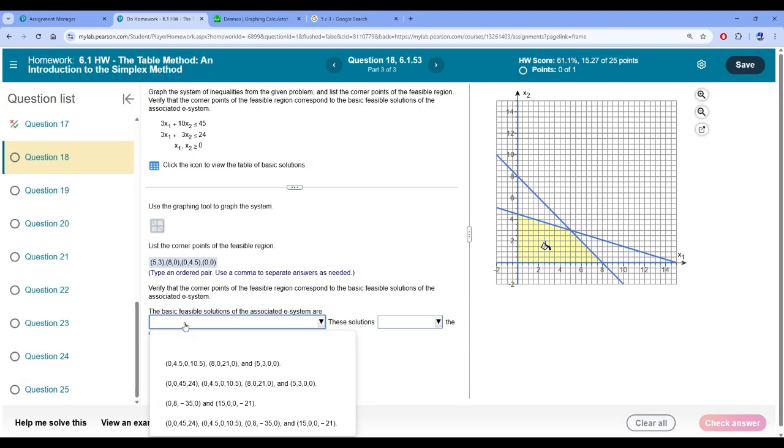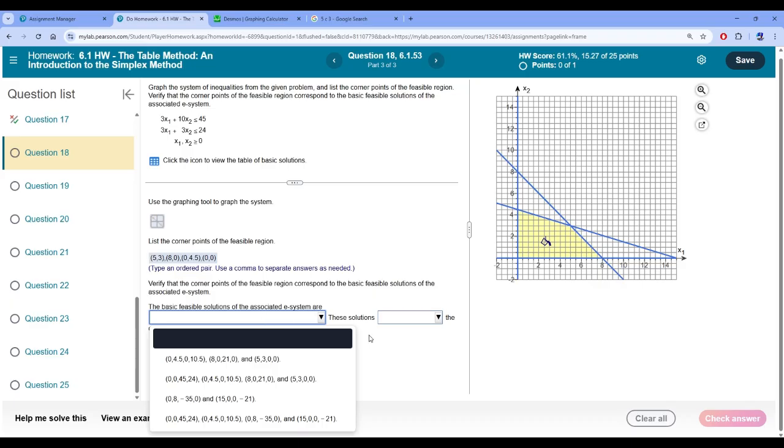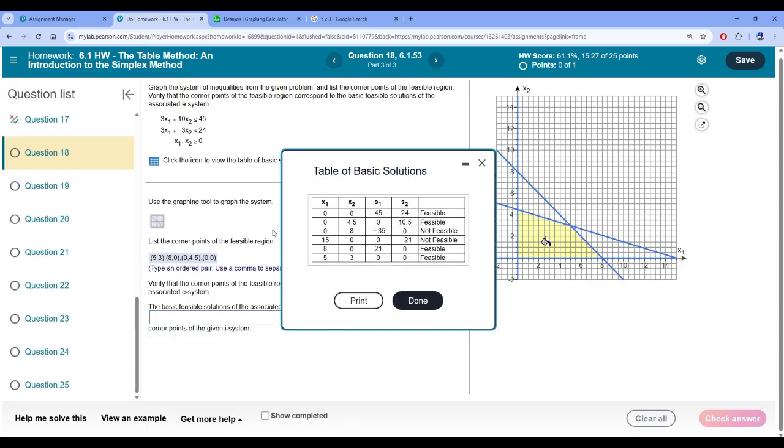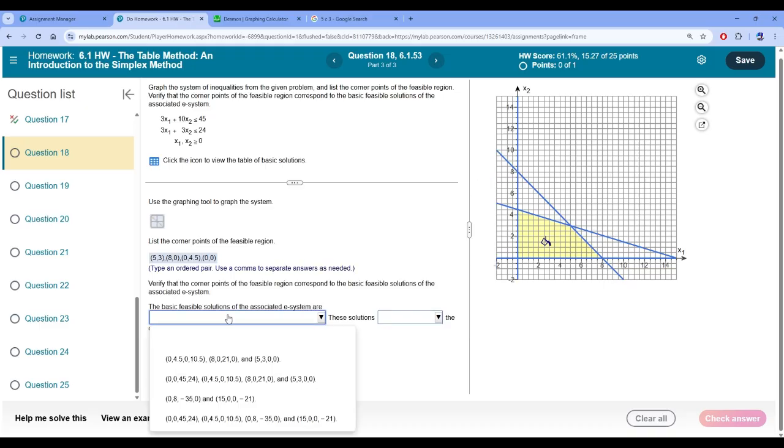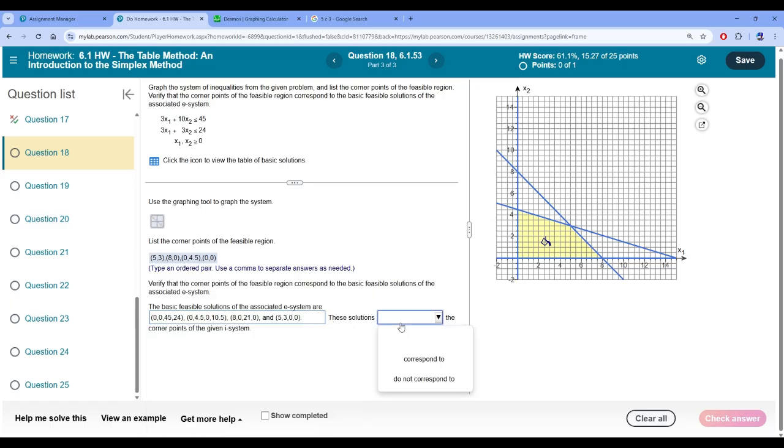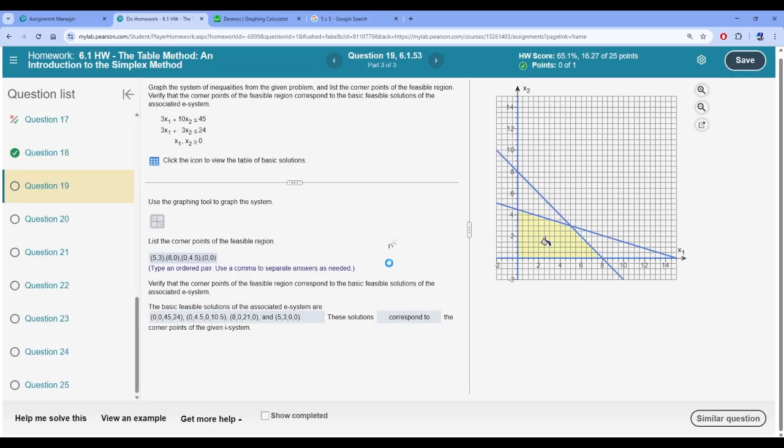The basic feasible solution is everything must be positive. So there's 1, 2, 3, 4 solutions. So at (0, 0) it's possible. At (0, 4.5) it's possible. At (0, 8) it's not. (8, 0) it's possible. And (5, 3) it's possible. So there's 4 answers. So the basic one has 1, 2, 3, 4 solutions. These solutions correspond to the corner points of the given graph.